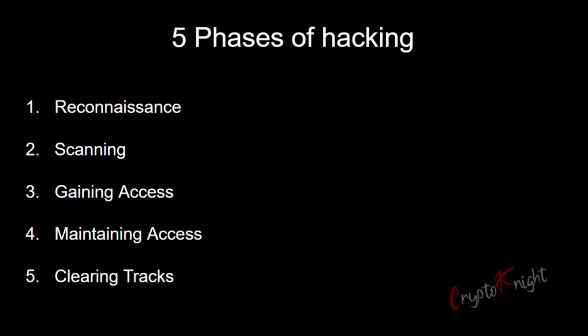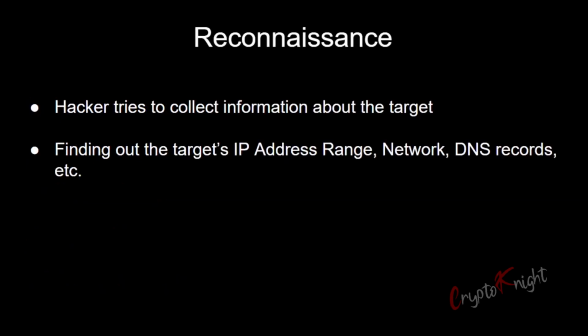Now let me explain each one of them briefly so that you are able to answer if anyone asks you what we do in that particular phase. So the first phase is reconnaissance. In that, a hacker tries to collect information about the target, finding out the target's IP address range, network, DNS records, etc. So basically in this first step, the hacker tries to gain information. This is the information gathering phase.